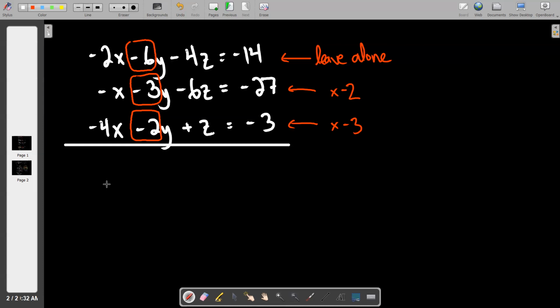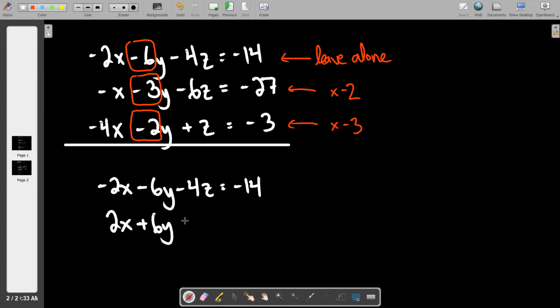So I'm going to take the top equation, and I'm going to copy it down. I'm not doing a darn thing. Negative 2x minus 6y minus 4z equals negative 14. Now here we go. This is the good part. If I take the second equation now and multiply everything in it by negative 2, what do I get? I get 2x plus 6y plus 12z.